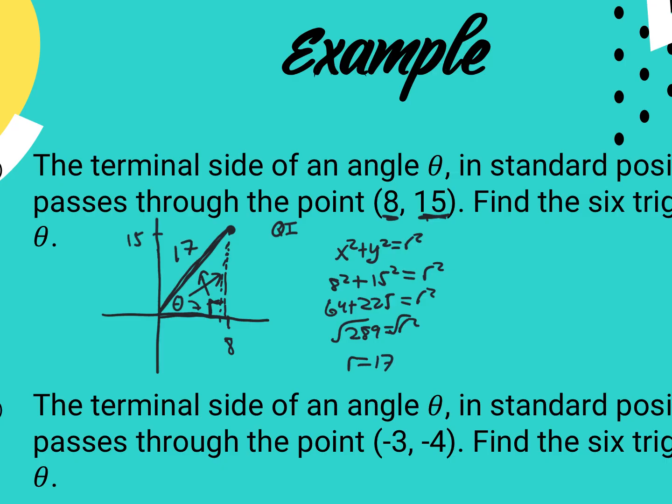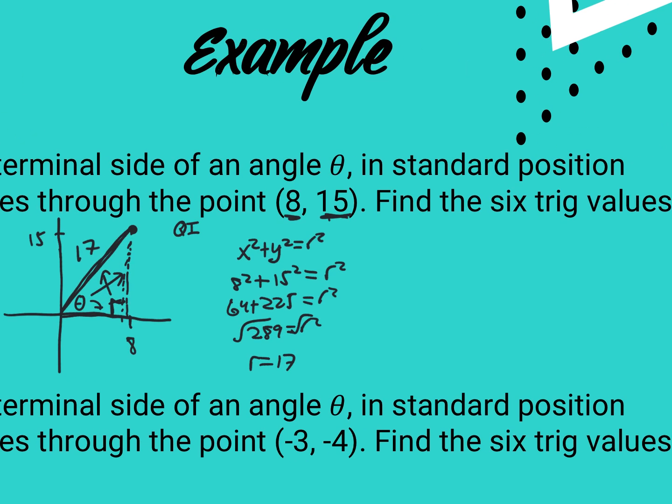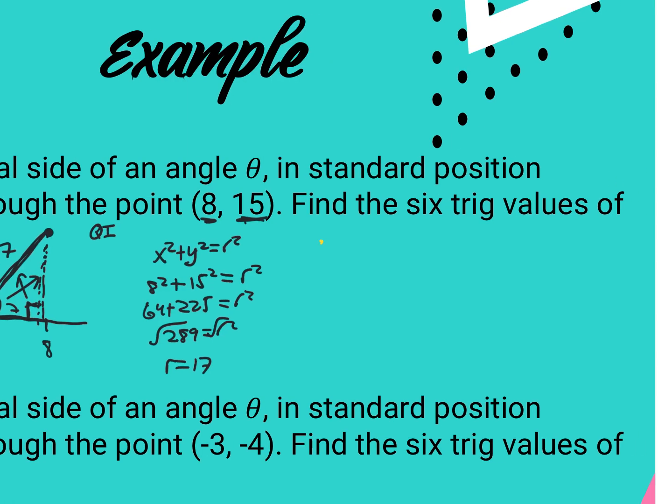All right, so now that we have all of our sides, we can use this to fill in the 6 trig functions, right? So starting with sine, sine of our angle theta is going to be opposite over hypotenuse, which in this case is going to be y over r. And our y value is 15, our r is 17. Right, cosine is going to be x over r, or our adjacent over hypotenuse, that's going to be 8 over 17. All right, tangent is going to be opposite over adjacent, so y over x, which is 15 over 8.